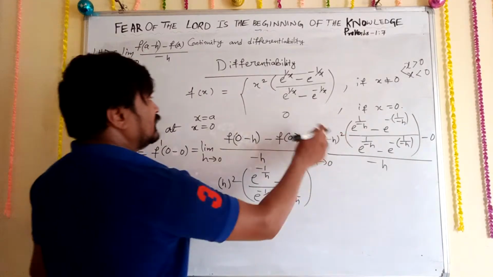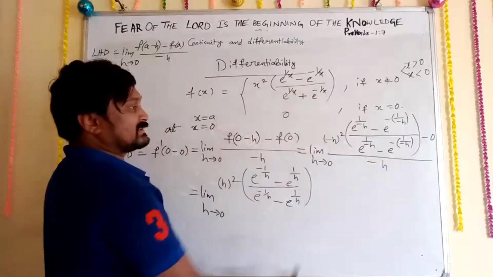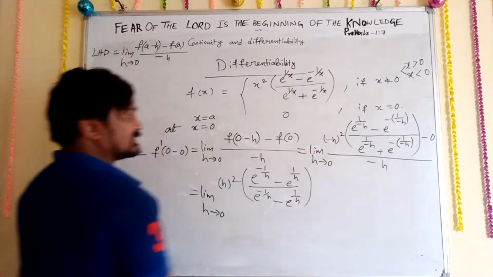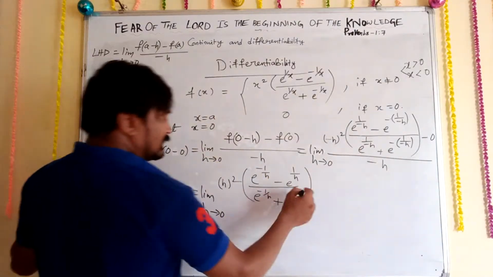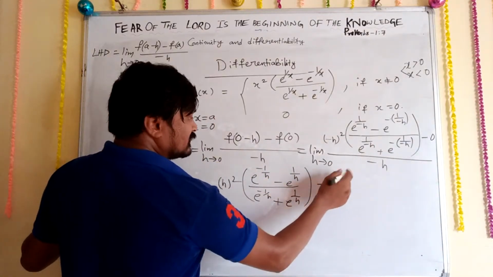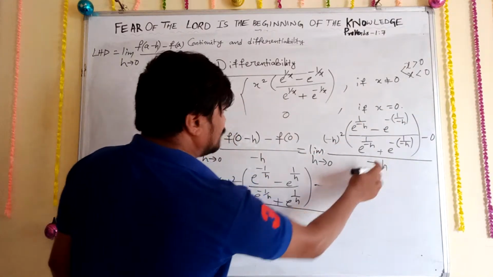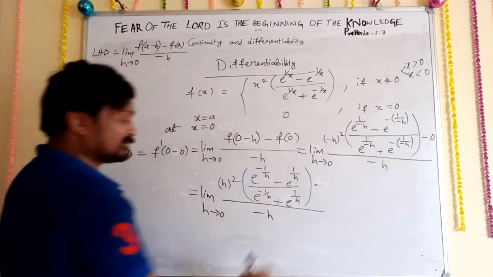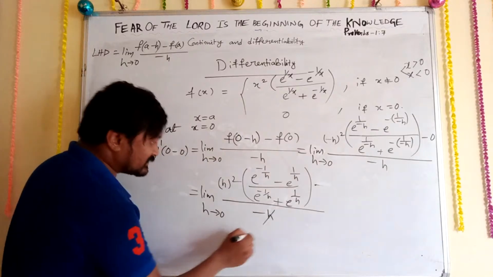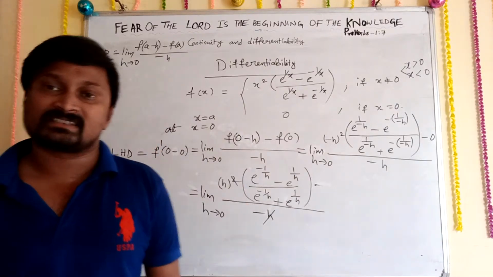See here it is not minus, it is plus, so you can change this to plus. So now what will we write? Minus 0 means no need to write that 0, upon minus h is there, right? As it is minus h. Then h square gets cancelled.